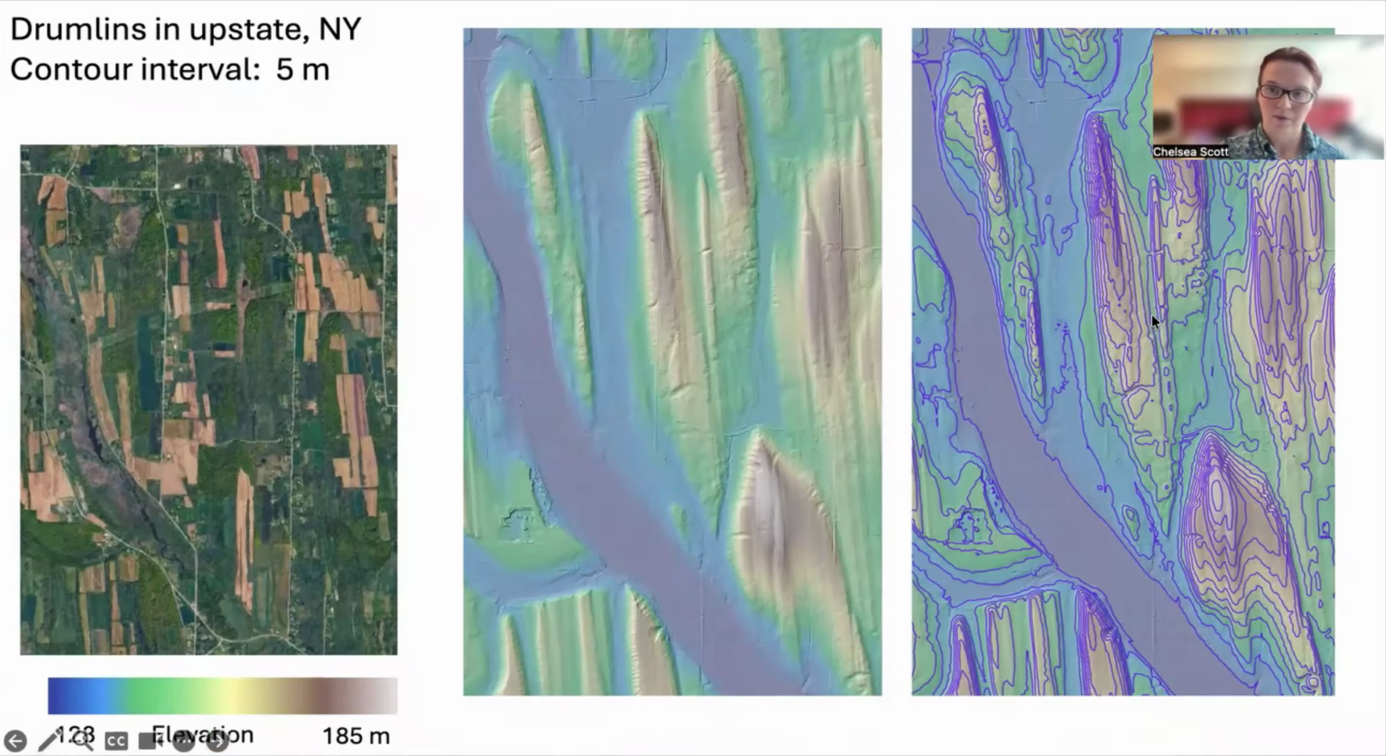And we can then also see them in the topographic map, where we see that these topographic contours really highlight the elongated shape of the drumlin and also the asymmetry. So here we see that this drumlin is very long in this direction, in the north-south direction. It actually indicates to the direction of the glacier movement is going to be in either the north or south direction.